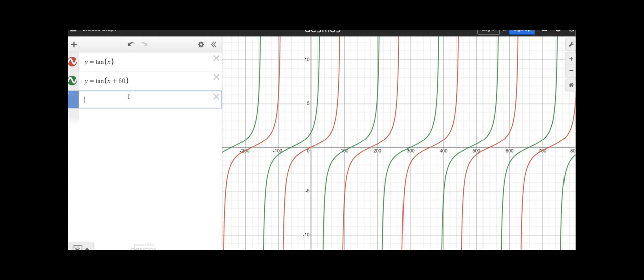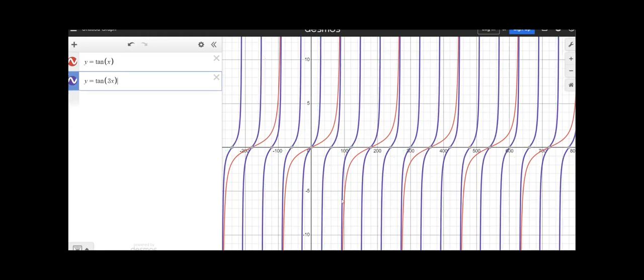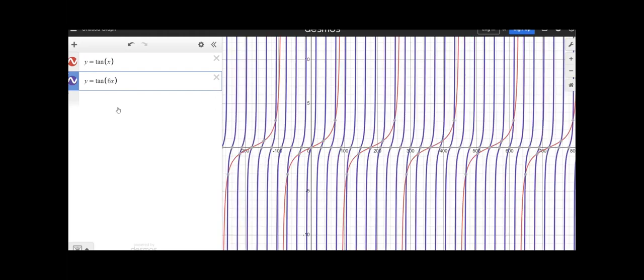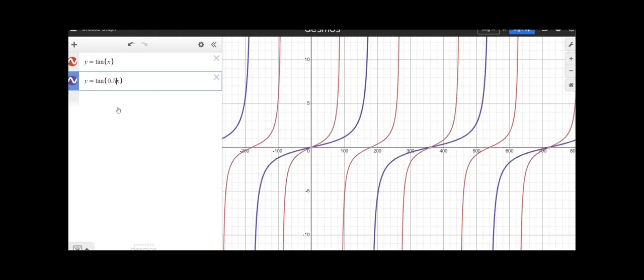Okay. But what would happen when it is 3x like this? We compare it with tan x. What is the main difference you can see? The shape is almost the same. Just this is the wider one, and this becomes narrower. Got it? So if you increase it more, it will be narrower, like 6x, more narrow. If you choose less than 1, like 0.5, it will be wider than this. Clear?